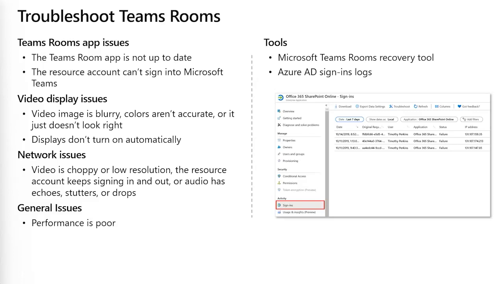In this case, you may need to add a CEC injector. What if the video is choppy or low res, or the resource account keeps signing in and out, or audio has echoes, stutters, or drops? In that case, make sure you're bypassing the proxy server and verify the appropriate firewall ports are open for Microsoft Teams. Do not use wireless networking because it's unsupported with Teams Rooms. If you're using wireless networking, switch to a physical Ethernet cable.